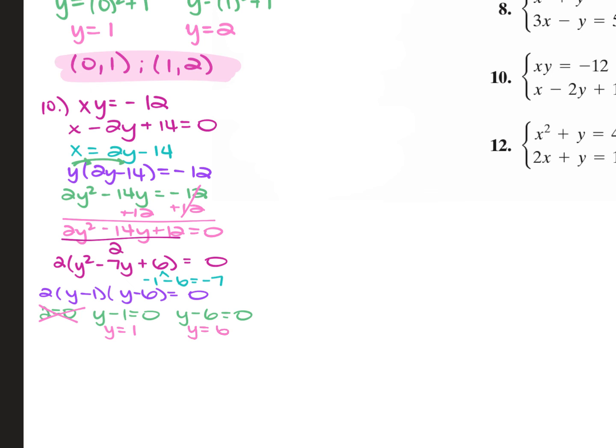So if we start with y is equal to 1, if you use x times y is equal to negative 12, that's x times 1 is equal to negative 12, which gives you x is negative 12. If you did the same with the 6, you have x times 6, which is 6x, is equal to negative 12. Divide each side by the 6, and you get that x is negative 2. So your two solutions here are (negative 12, 1), as well as (negative 2, 6).